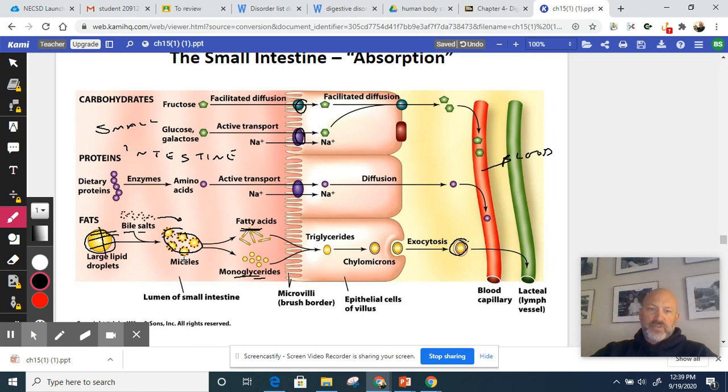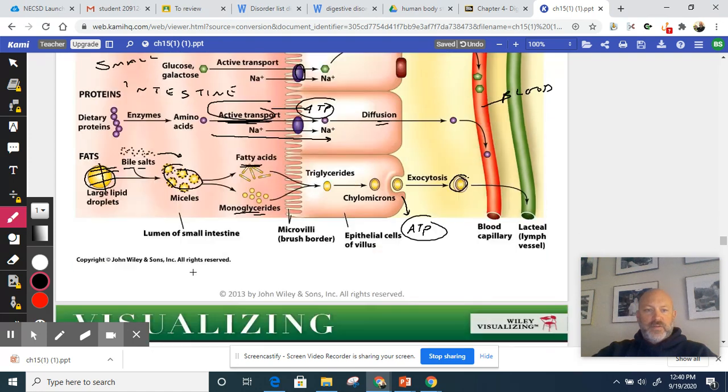Remember, exocytosis, here we see active transport, getting the amino acids from the lumen of the stomach into the epithelial cells. All right, so exocytosis would require energy to do this. Active transport requires energy to do that. Diffusion does not. Facilitated diffusion does not.